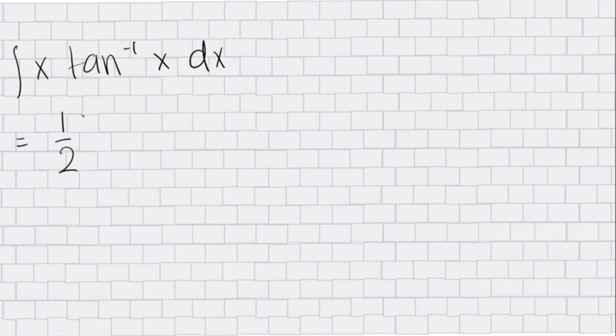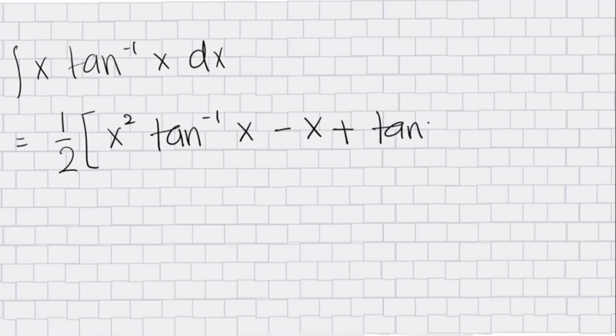So the final answer is 1 over 2 x squared arctan x minus x plus arctan x. Don't forget the plus c because we don't have limits in these questions.